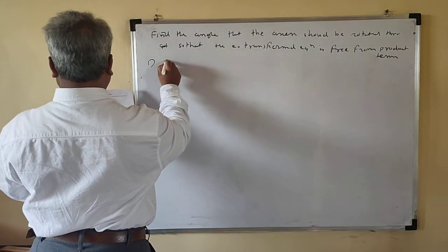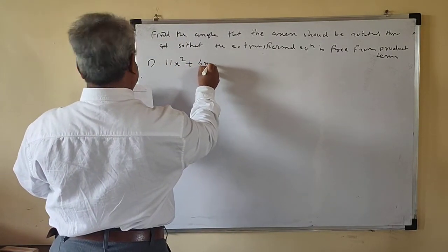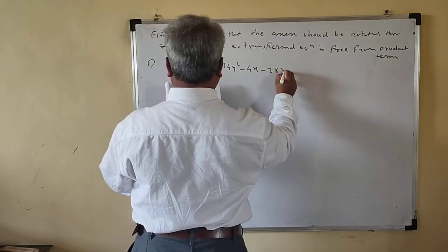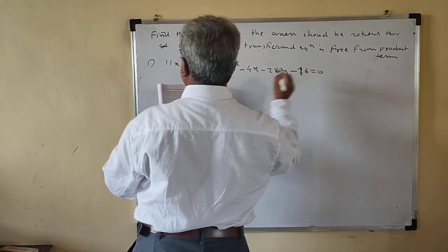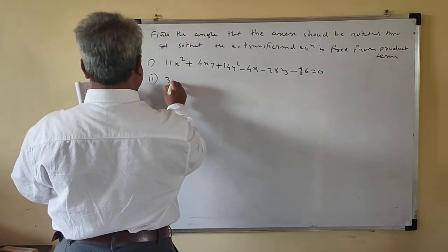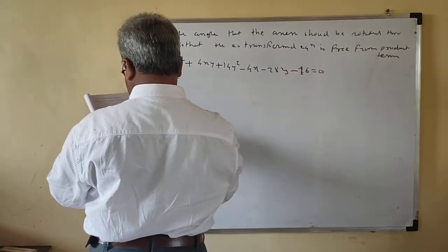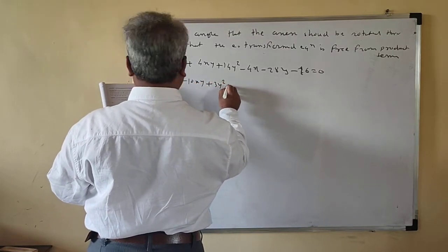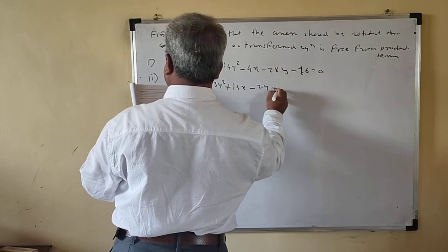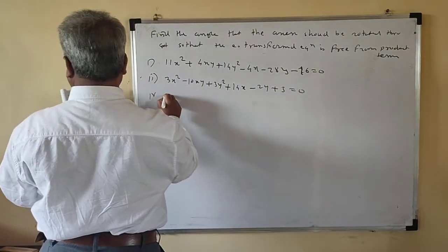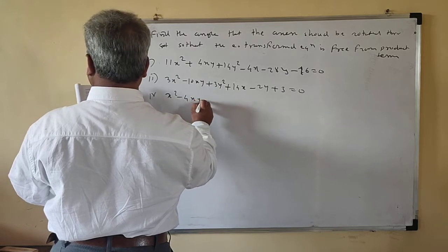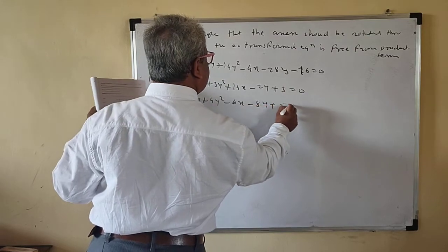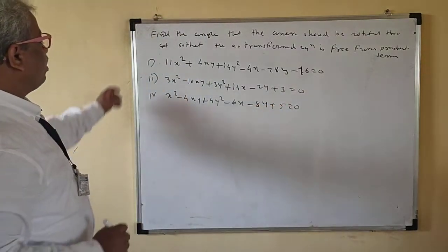Okay, so the equations are: 11x square plus 4xy plus 14y square minus 4x minus 28y minus 16 is equal to 0. Second, 3x square minus 10xy plus 3y square plus 14x minus 2y plus 3 is equal to 0. Then x square minus 4xy plus 4y square minus 6x minus 8y plus 5 is equal to 0. These are the examples. Okay.